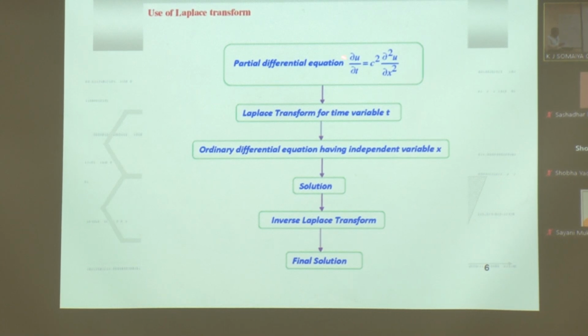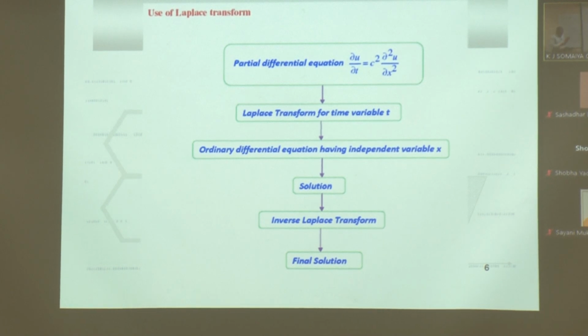After applying Laplace transform, this partial differential equation will convert into an ordinary differential equation with single independent variable x. So this is an ordinary differential equation. As per our regular techniques of solving ordinary differential equations, I will find its solution. Because this solution will be in the Laplace transform domain, I will have to remove that Laplace transform domain. Therefore, for that purpose, I will have to apply the inverse Laplace transform technique, and applying the inverse Laplace transform, I will get the final solution.